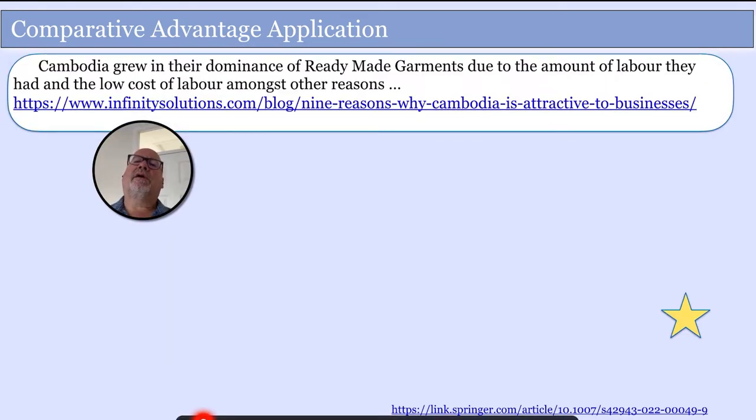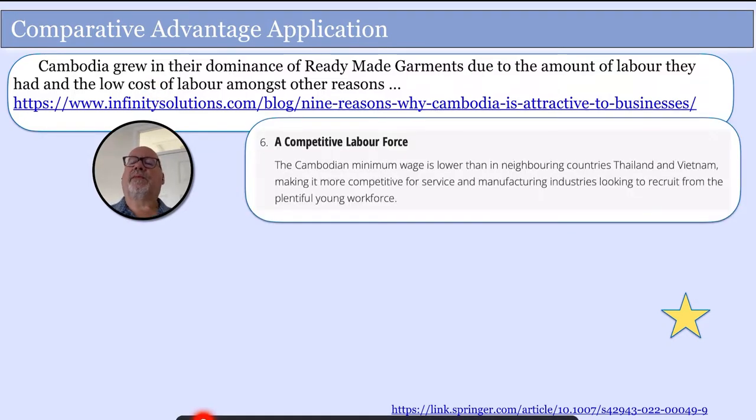Okay. Worth looking at two countries here. I'm going to look at Cambodia. It says here in this article, Infinity Solutions, I've given you the link if you want to look at it, why Cambodia is attractive to business. 9 reasons. But it grew in ready-made garments due to the amount of labour and the low cost of labour, it says. But what's important, I think, is that there's 9 reasons. Competitive labour market, if you look at that article, is the 6th reason for that. So there's other reasons as well why Cambodia is attractive to businesses.